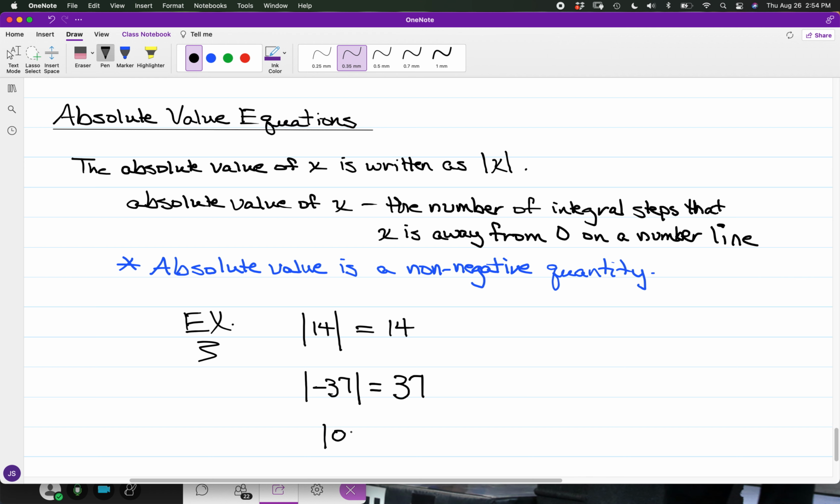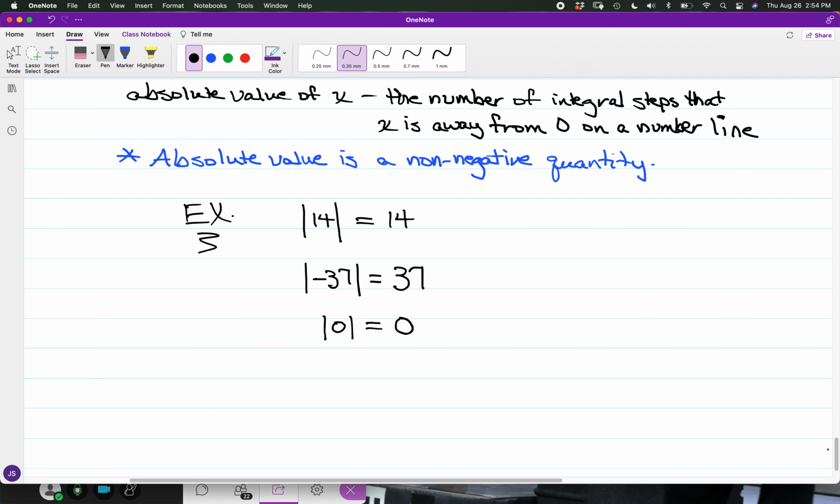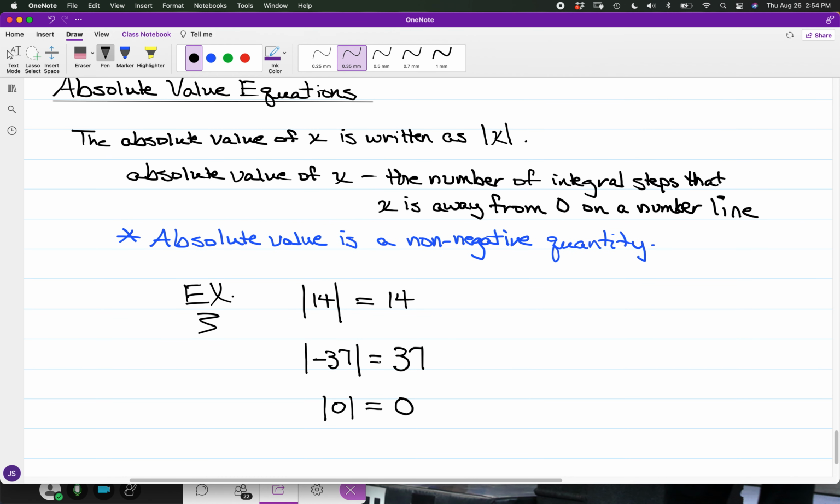Now for the absolute value of zero, there's no distance away from zero, so that is equal to zero. So the absolute value of a positive is a positive, and when you have a negative value, even its absolute value is going to be positive. So these are just samples of the determination of absolute value.